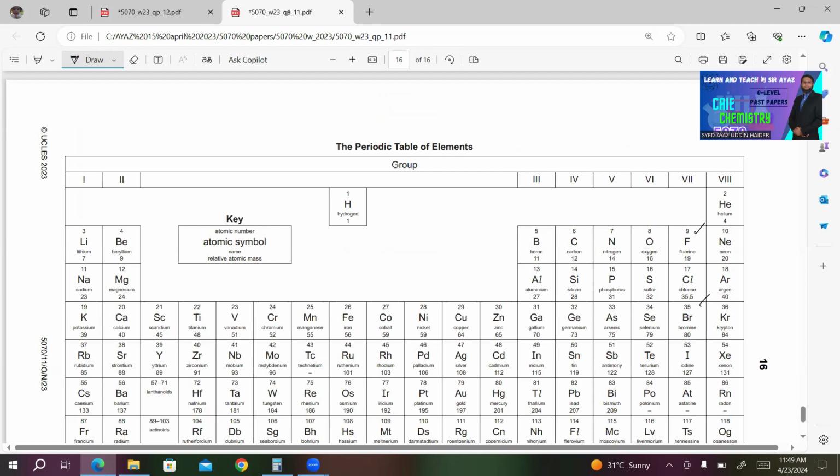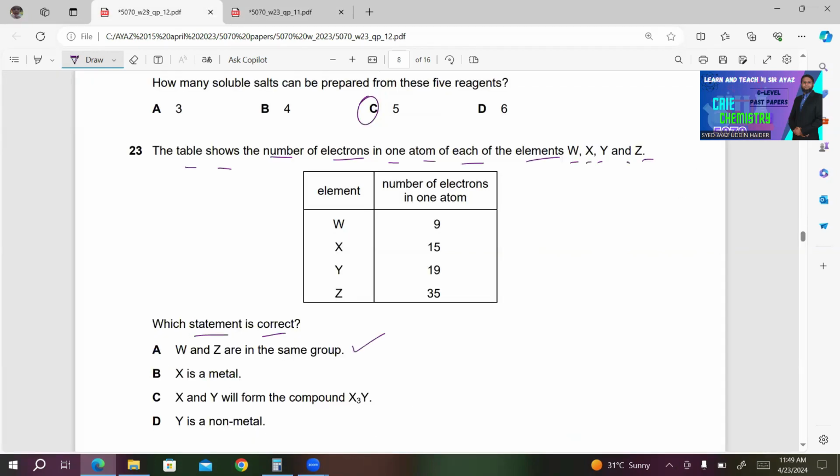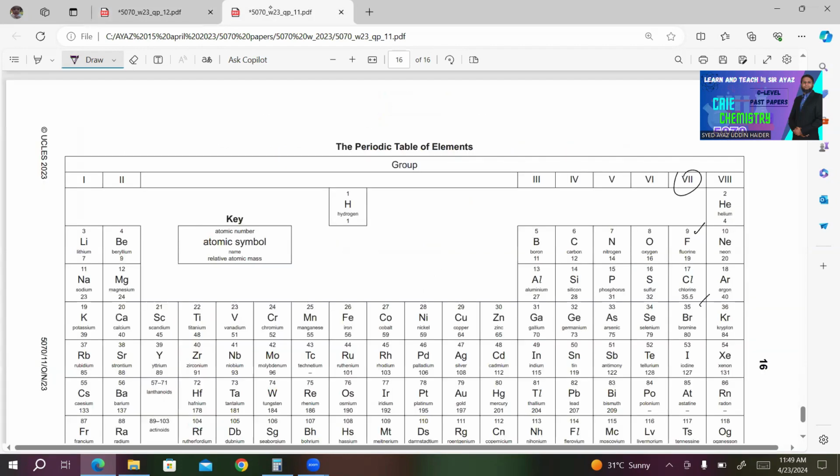9 electrons, 35 electrons. Same group, group 7. So this statement looks correct to me. For your convenience, I am reading the other statements. B, X is a metal. X containing 15 electrons. Where is 15 electrons? Here is 15 electrons.